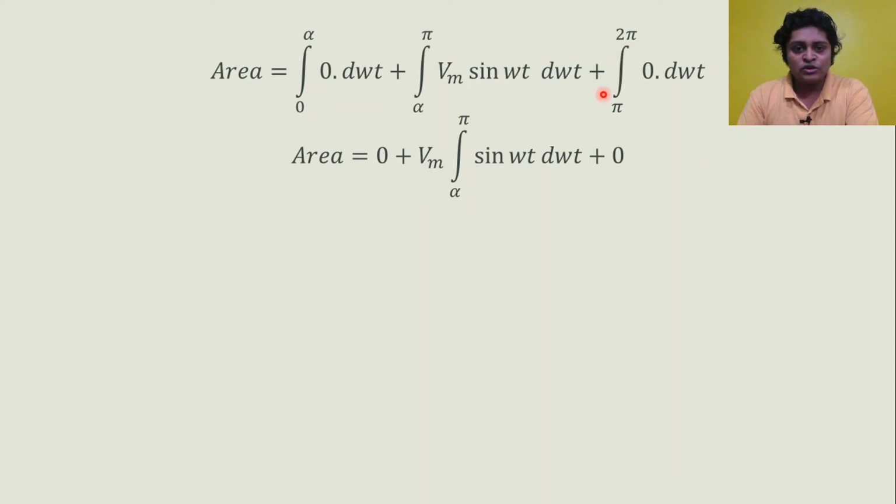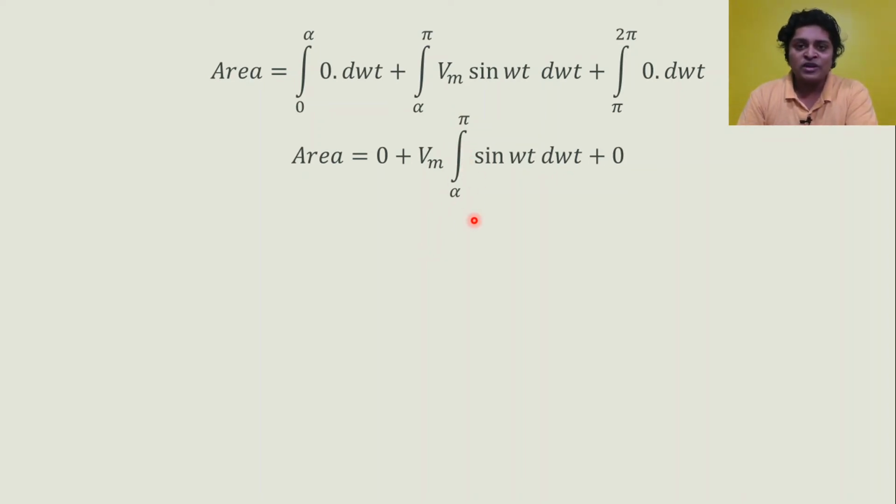Again, integration over the limit pi to pi 0 is 0. Now, as we know, the integration is over omega t. That's why Vm is constant, so we are taking Vm outside of the integration. Now we know that, let's apply the integration.